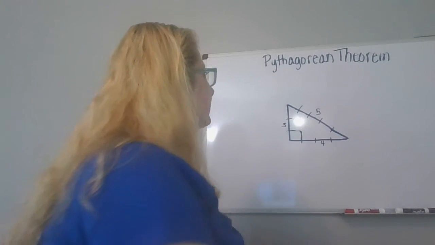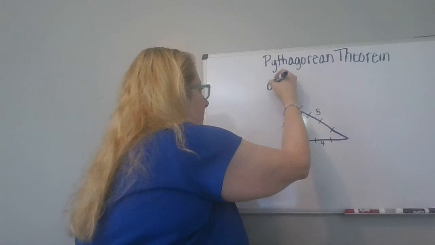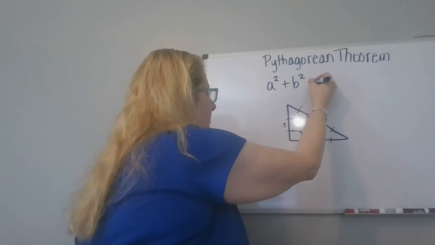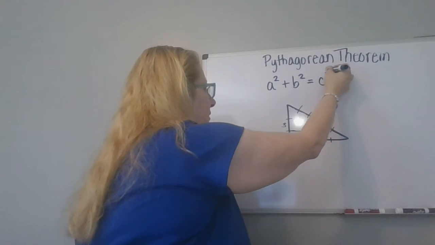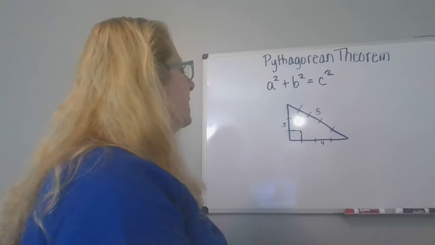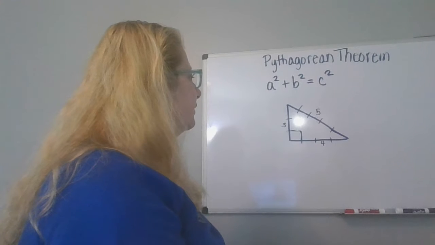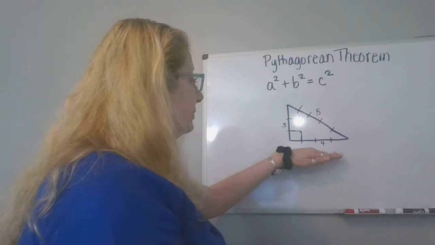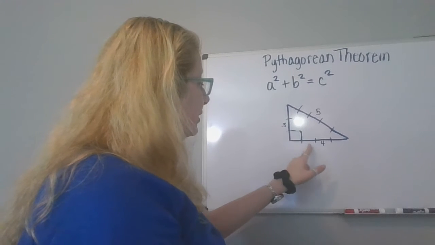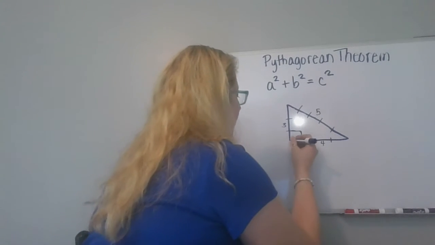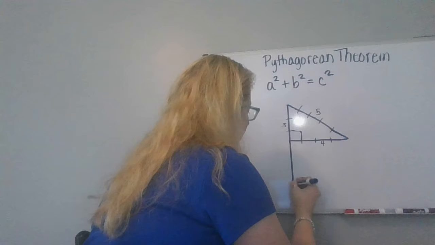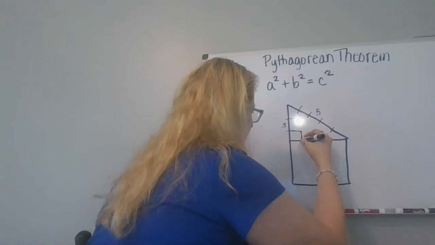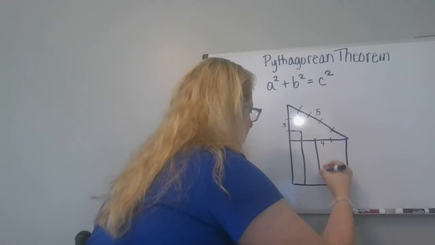Now, the formula tells us that a squared plus b squared is equal to c squared. Well, I want to prove that. So what we're going to have to do is make some squares. So let's start out with this base. I have 4 units across, so I'm going to make a square out of that. Make my lines.